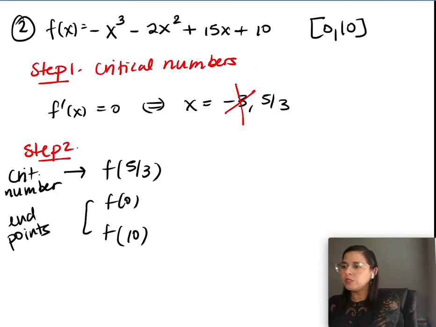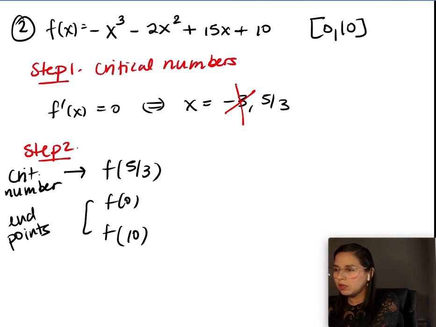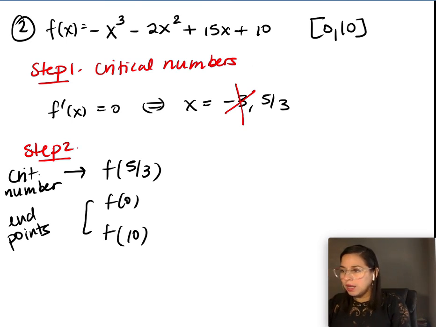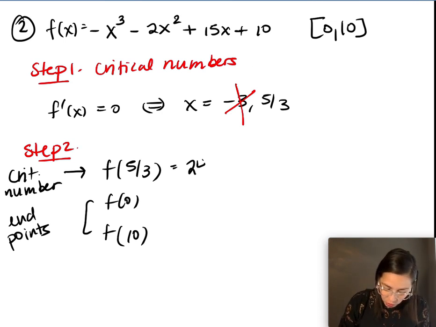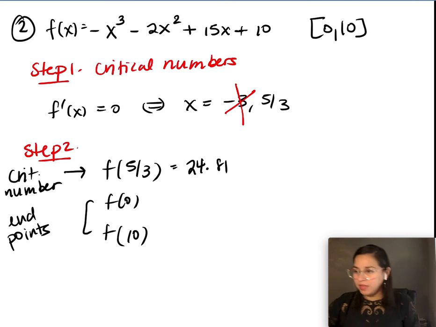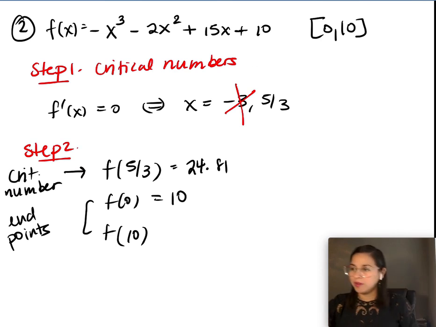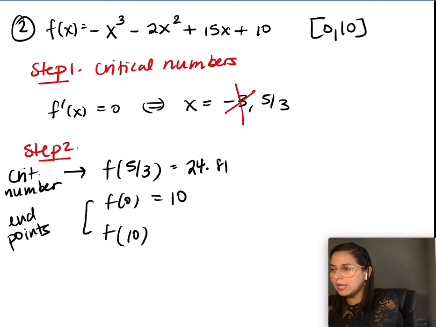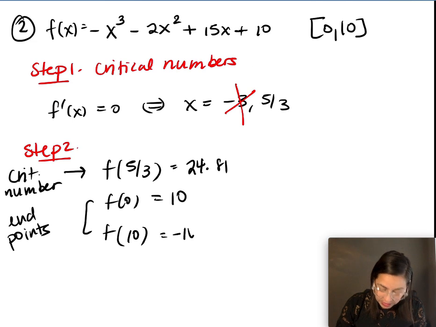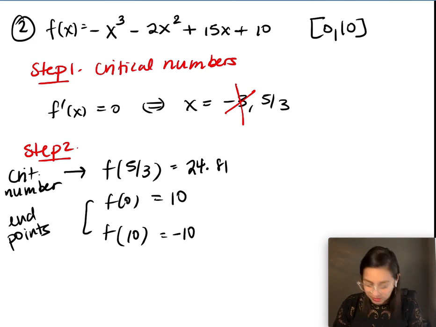Okay, so here we go. We do f of 5/3. I get 24.81. If I do f of 0, I get 10 obviously, but if I do f of 10, I get negative 1040.